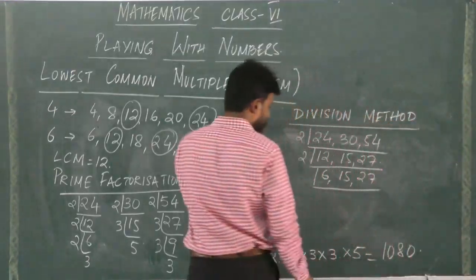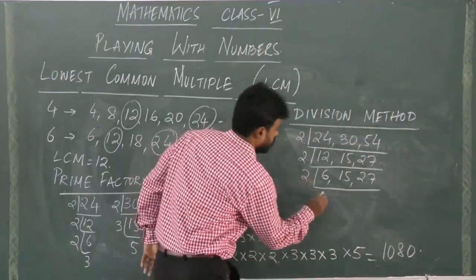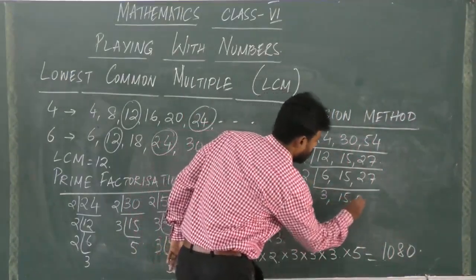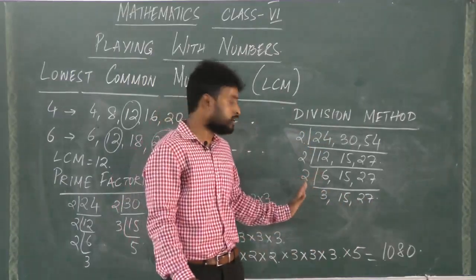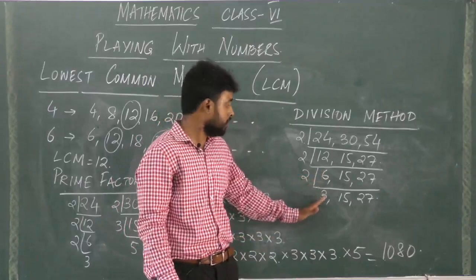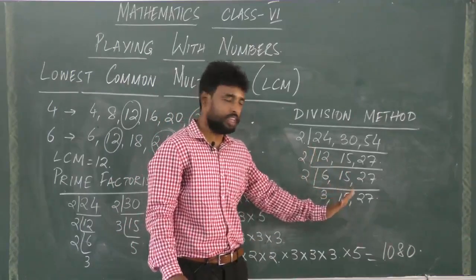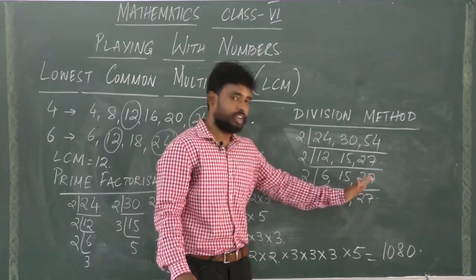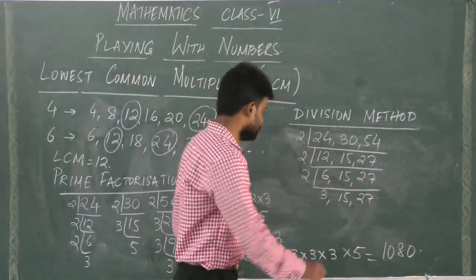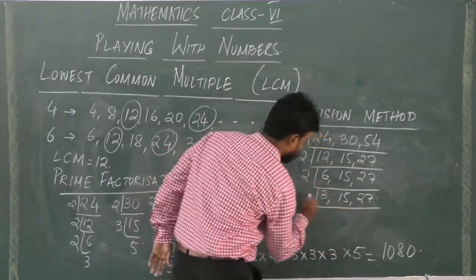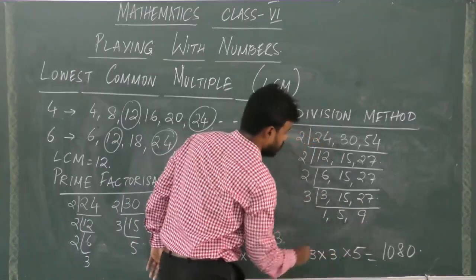Next step we'll take 3, or we can still go on with 2. So only 6 is divisible by 2, so we have divided it with 2. 15 is not divisible by 2, we have written 15 as over there. 27 is not divisible by 2, so we have written 27 simply like that. Now we'll take 3. 3 again.